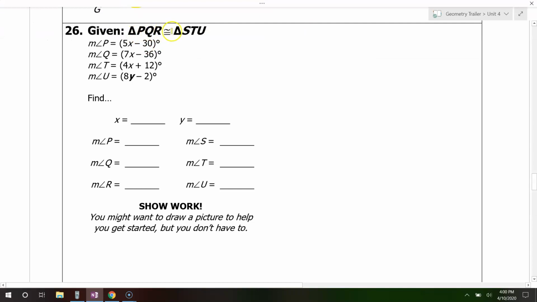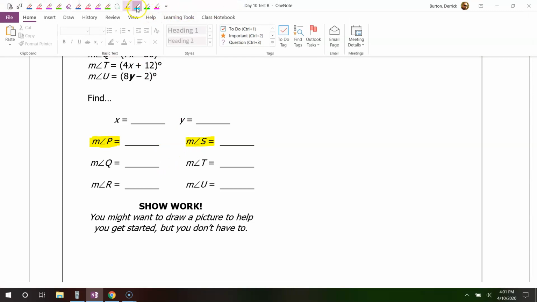Triangle PQR is congruent to triangle STU. We have some expressions given. Okay. So angle P is congruent to angle S. All right, so I'm going to use yellow for that. So I see angle P right there, so I'm just going to mark that with yellow. And while I'm at it, I'll mark it down here too. All right, that's all the yellow stuff.